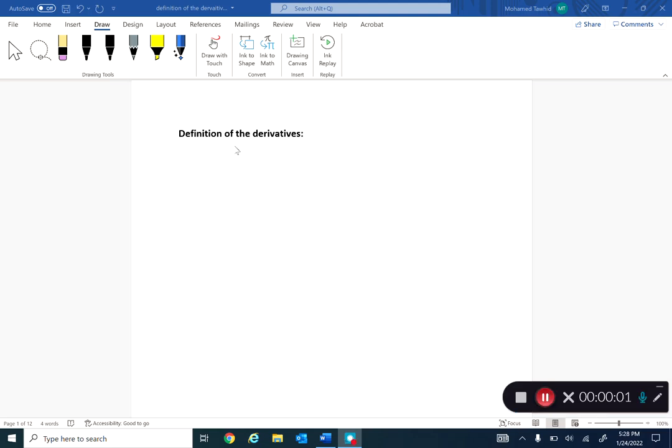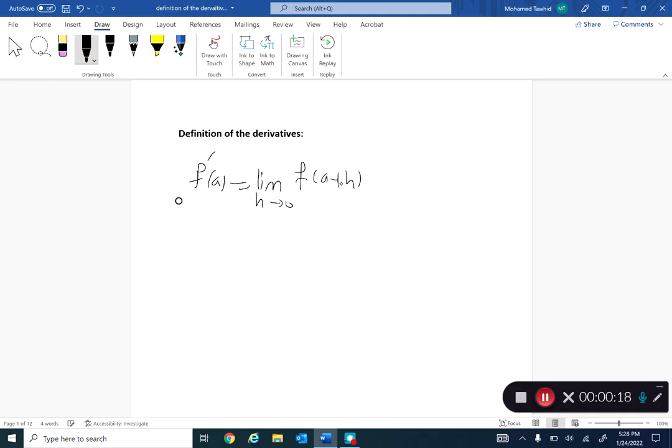Everyone. So today we are going to have the definition of the derivative. As I mentioned last time, I gave you f prime of a, right? It will be the limit as h approaches 0 of f(a plus h) minus f(a) over h. And we mentioned that that's one formula here.